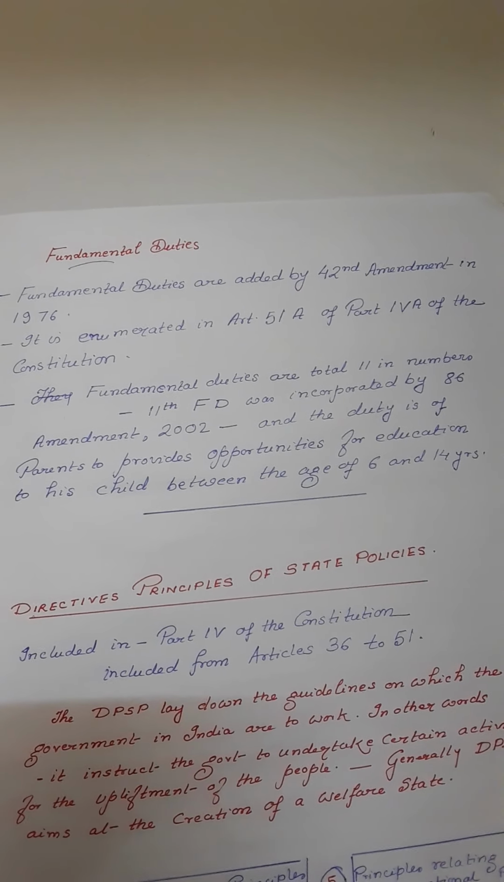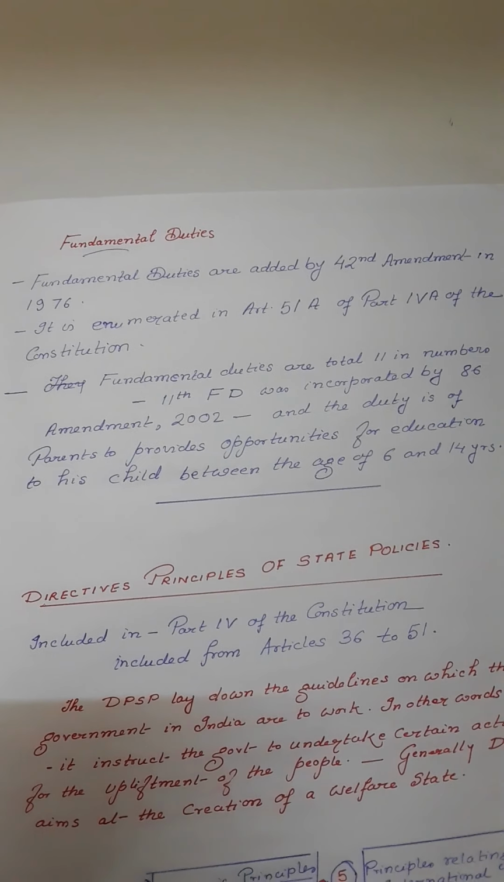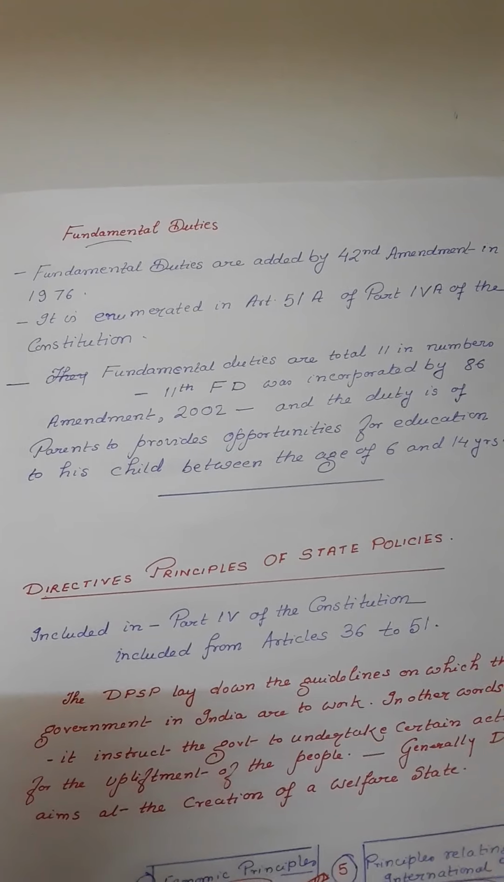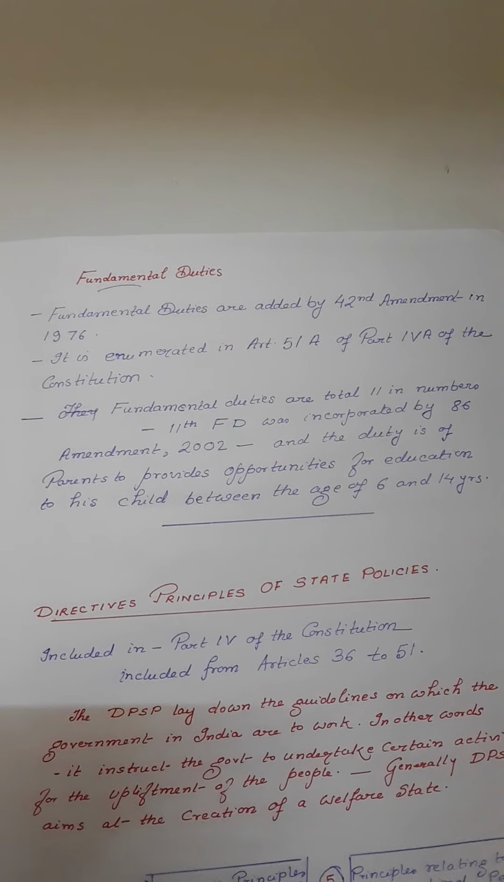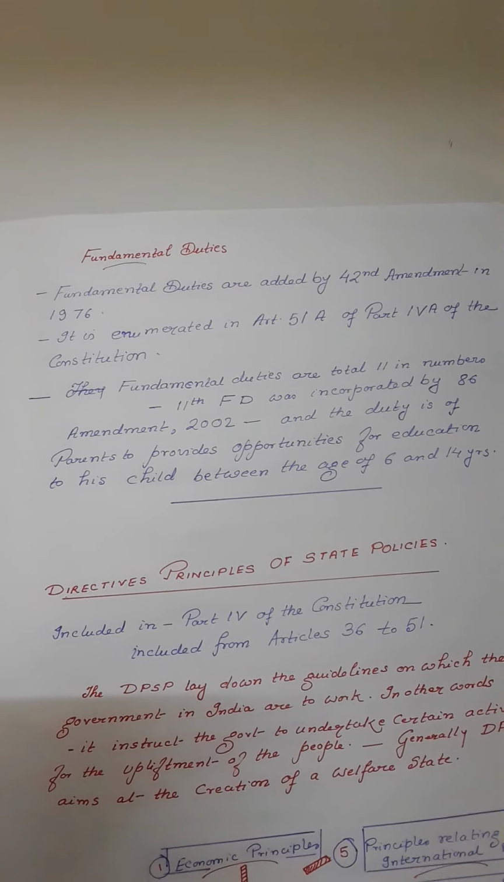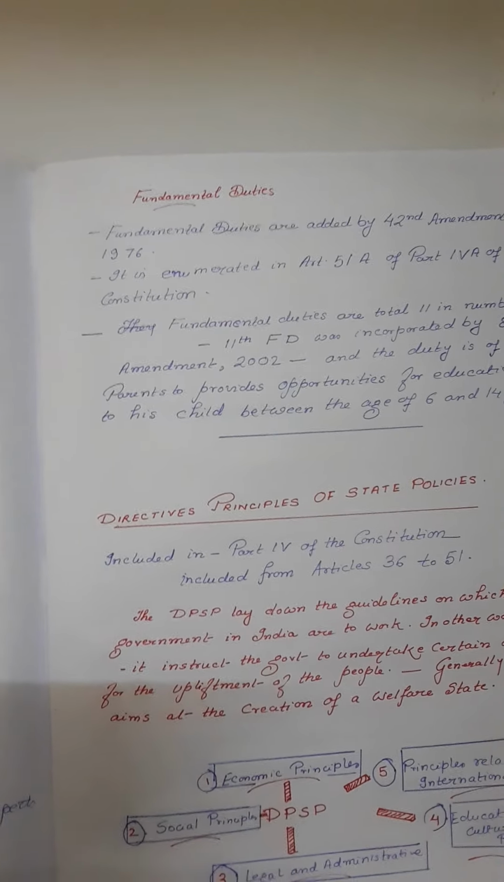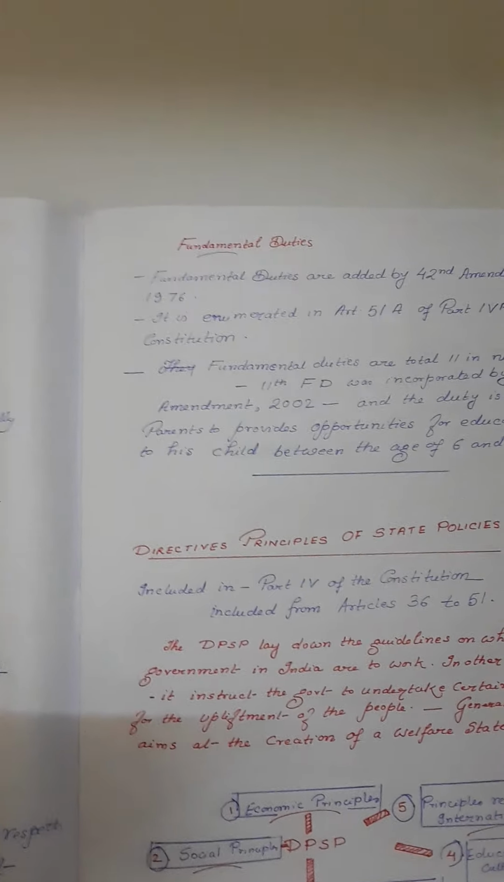Now the 11th fundamental duty was incorporated by the 86th Amendment Act 2002, and the duty is of the parents to provide opportunities for education to their child between the age of 6 and 14 years. Clear? Now we have a total of 11 fundamental duties. Clear? Thank you.